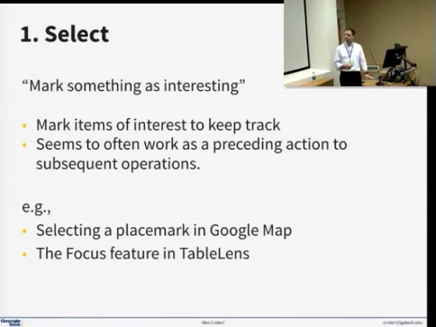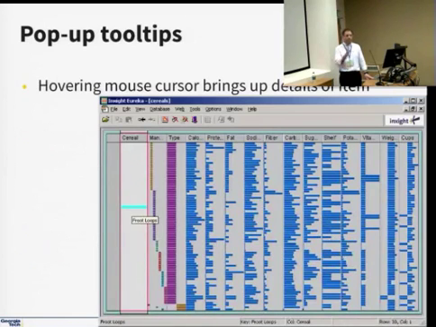We can do that by actually clicking. We can do that by hovering. Touch is a bit of an issue, but I think we're going to work that out eventually. Here's an example, right? This is the sort of TableLens view. Who here is familiar, has seen this particular visualization before?